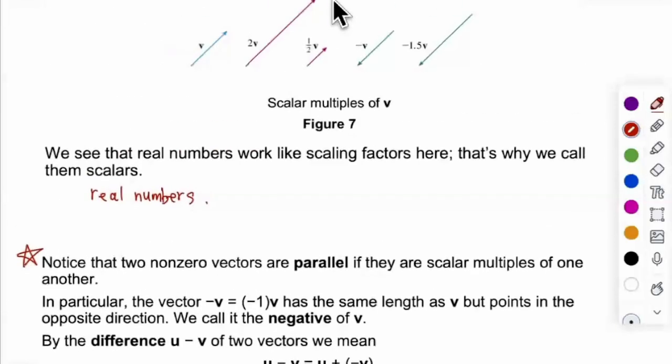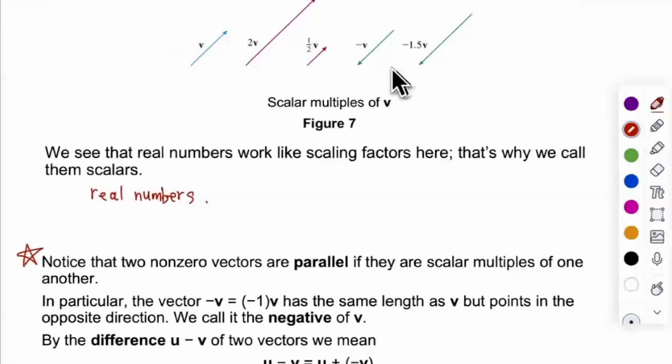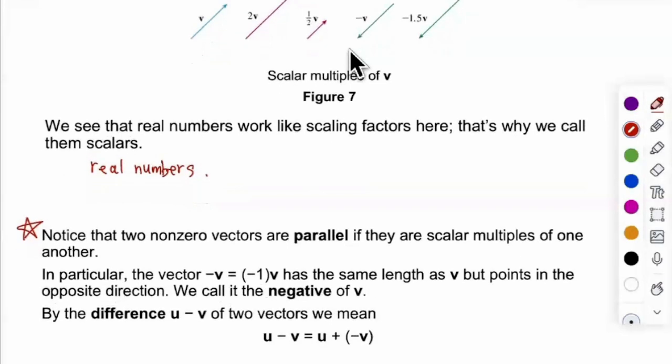Now in particular, you can notice that negative v is the same as -1 times v. It has the same length as v, but it points in the opposite direction, so we call it negative v. When we do subtraction of vectors, the difference of two vectors u minus v, we can think of that as u added to the opposite of v. So u minus v is the same as u plus negative v.